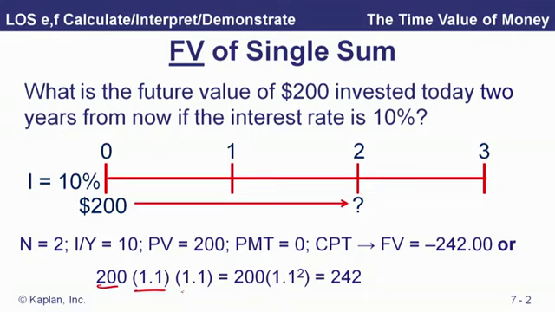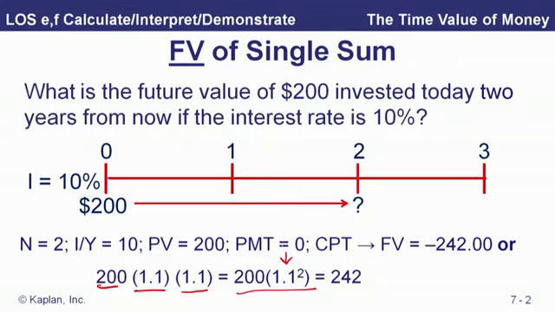But the second year, we earn interest on that full $220, the original principal of 200 plus the interest. So we're earning compound interest, interest on interest here. And we can just rewrite that, 200, the original value, times 1.1 squared, 10% compounded annually for 2 years, and see that the future value is $242.